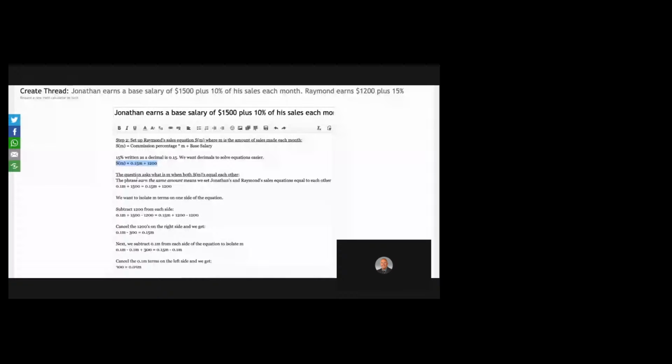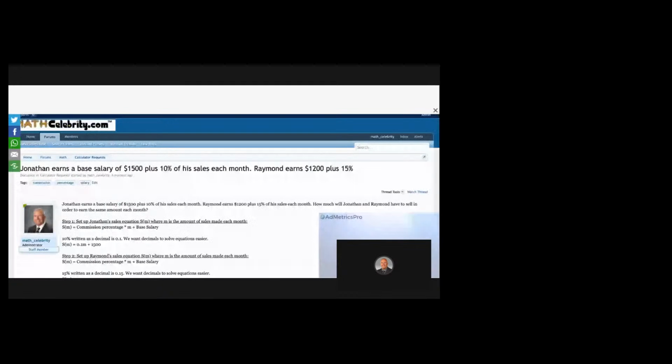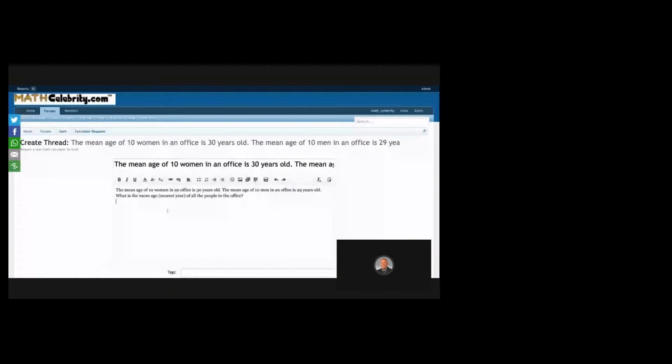All right. Here's the statistics that people get tripped up on. We have multiple averages. The problem reads: the mean age of 10 women in an office is 30 years old. The mean age of 10 men in an office is 29 years old. What is the mean age, nearest year, of all the people in the office?